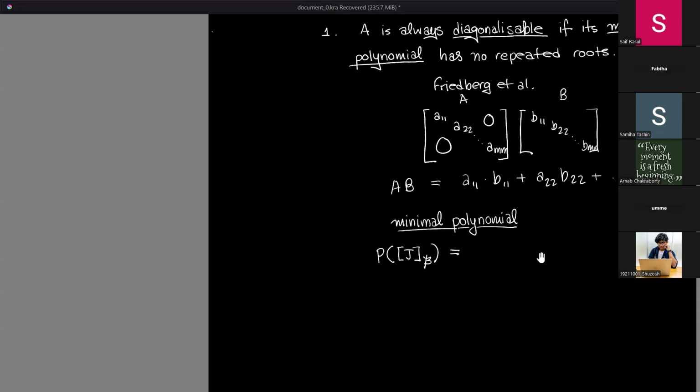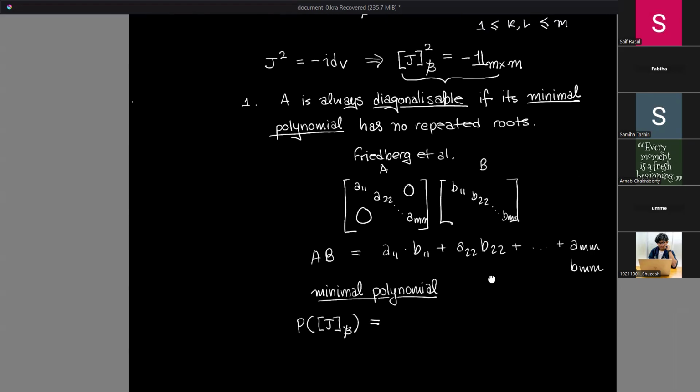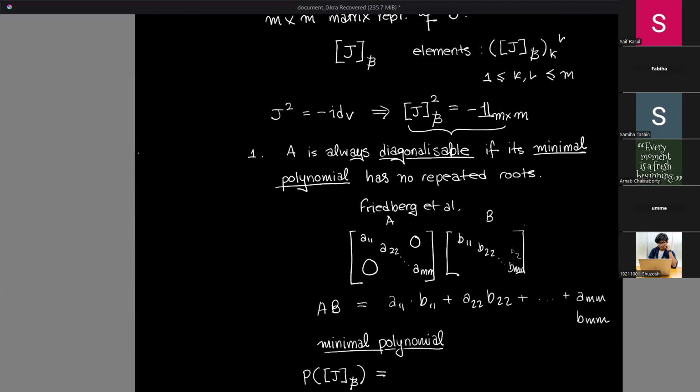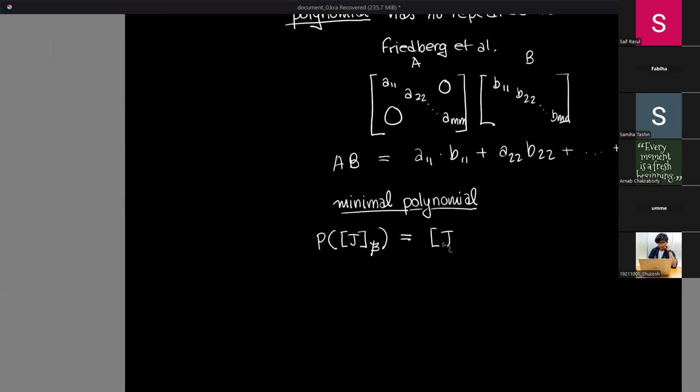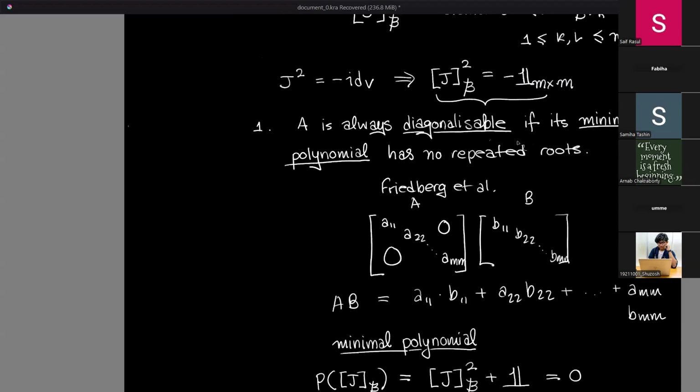For this case, we know this exists, right? Since this condition J squared is equal to minus 1 is true, we know that the minimal polynomial is going to be this. That's the minimal polynomial. Think of this as like X squared, so that's the variable in this equation. And since this is equal to 0, that's our minimal polynomial. Notice that this only has 2 roots and they're not repeated. So we know that J is going to be diagonalizable.